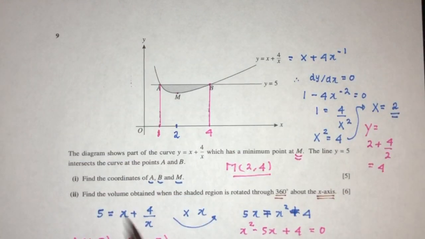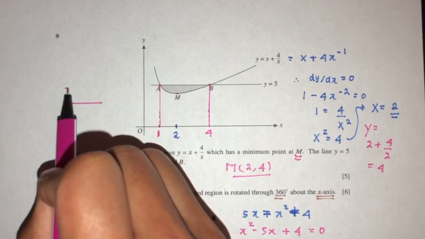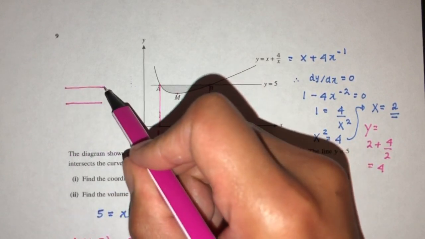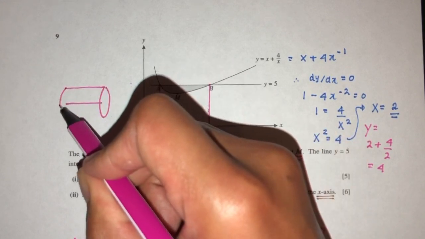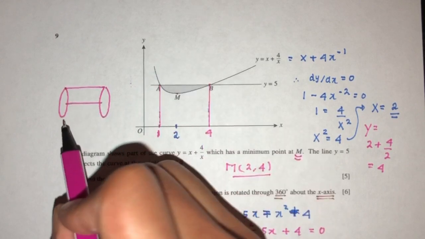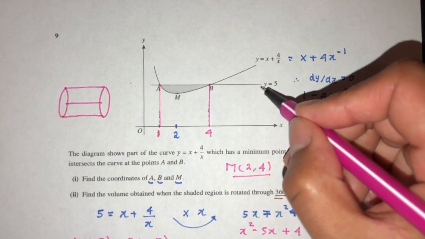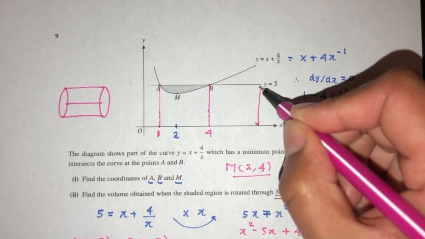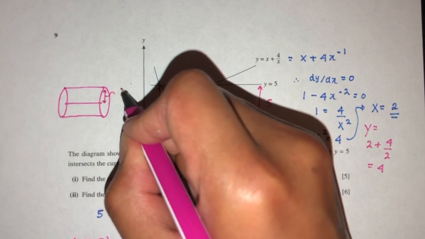Let's think. This is my x-axis. I have a straight line over here. I'll go around the x-axis, right? As you can see, this will give you a cylinder, right? And the radius is what? The height is 5. So the radius is 5.